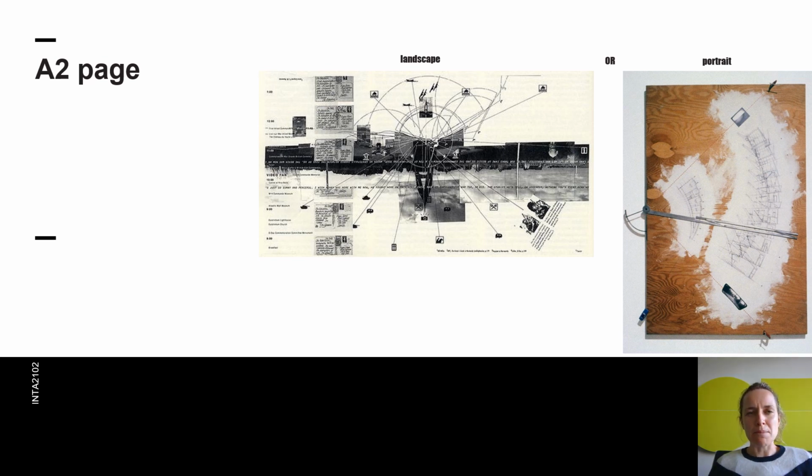This is really a means of getting you to practice composition. So composition of various elements on a page, be they textual or graphic. The orientation of the page is completely up to you. So you can use a landscape page or you can use a portrait page. Think about which is best going to fit the images that you've got and the text that you'll be communicating.